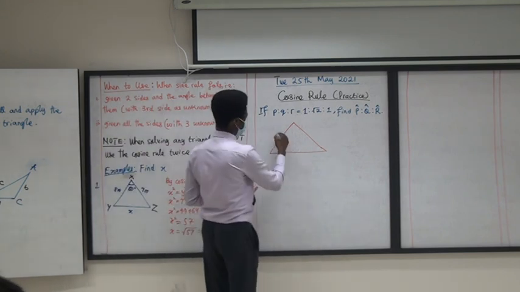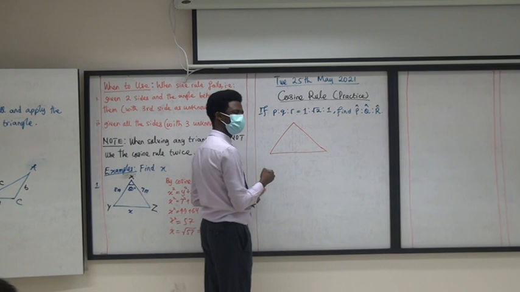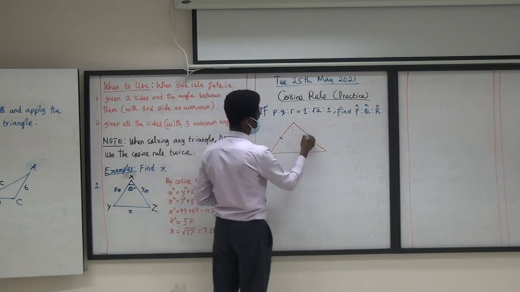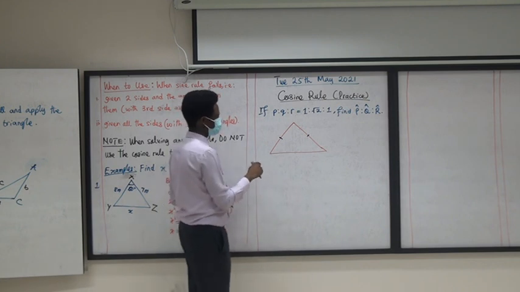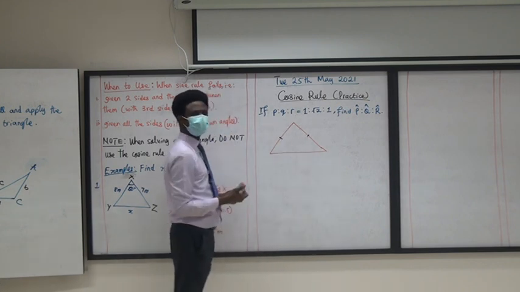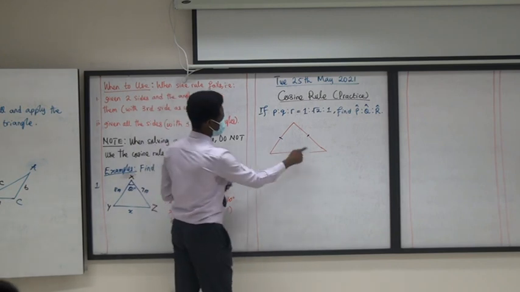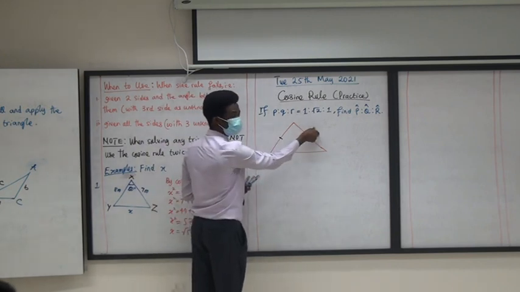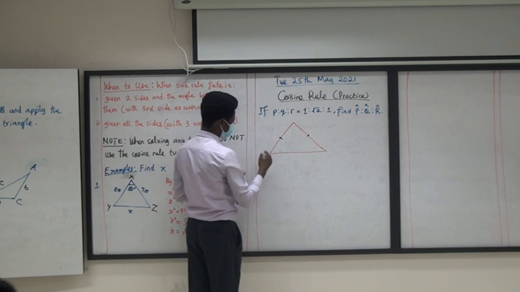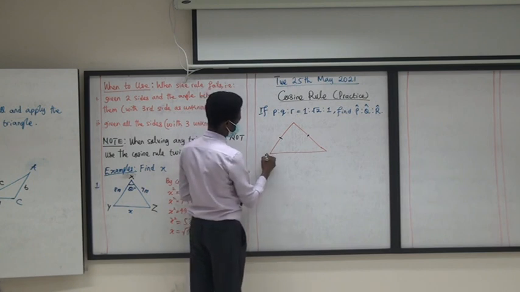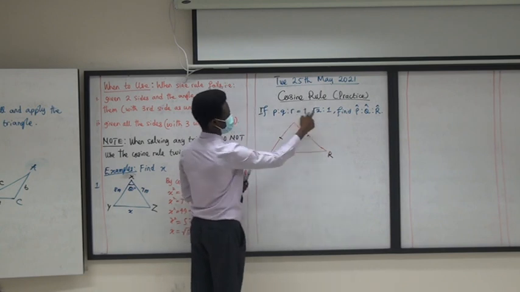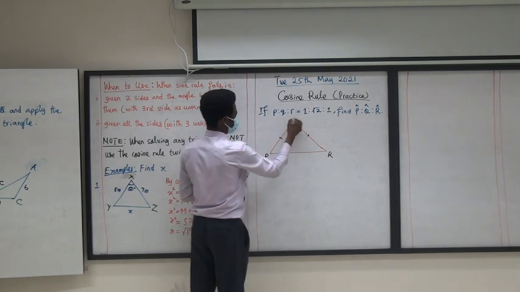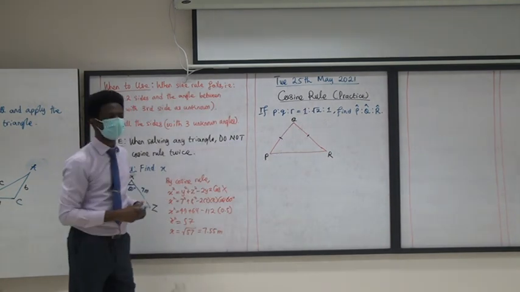Okay, so we assume these are the equal sides. So how do I label it PQR? Can I say PQR just like that? I need to look at the opposite, right? So this must be P, this must be R, right? So basically the triangle is definitely like this. P and R, because the small letters p and r are the same. Then this must be my Q. Understand?